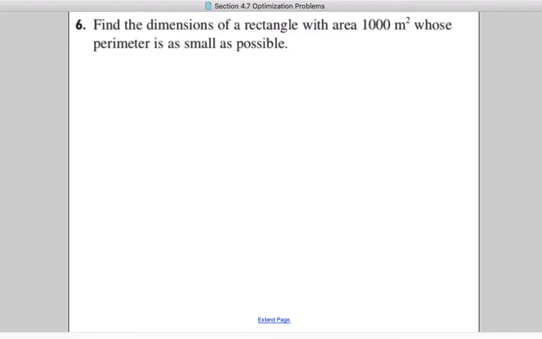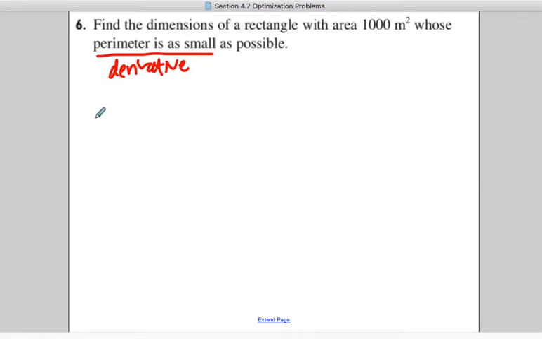Number 6, find the dimensions of a rectangle with area of 1,000 meters squared whose perimeter is as small as possible. So what is different about this one? Well, they're giving us specific numbers for the area, but they are not giving us anything about the perimeter, and we want to minimize perimeter. So we are actually going to take the derivative of perimeter instead of area this time. That's why this one's a little different than example 1 and number 5.